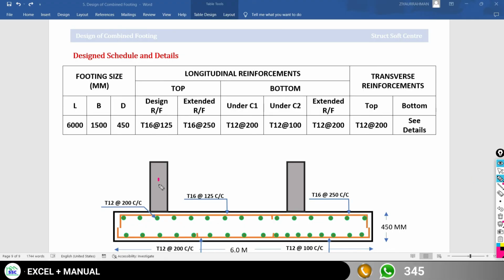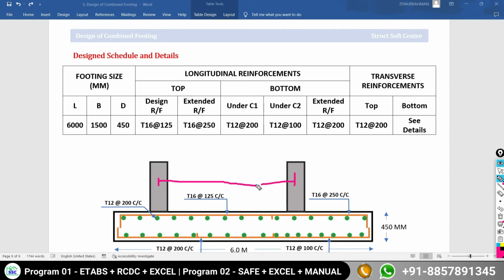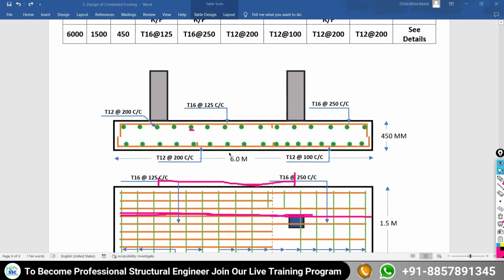And as we know, between your C1 and C2 column there will be the design requirement of the reinforcement at the top face, but we are going to extend this reinforcement up to the edge, 16 mm dia at a spacing of 250 center to center. So at the top face, longitudinal reinforcement will be 16 mm dia, and for the left part 125 mm center to center, and it is going to be extended as 250 mm center to center, that you can also see in the plan.